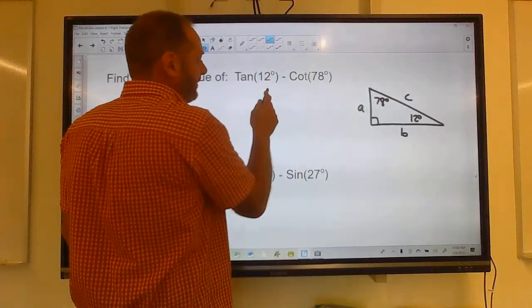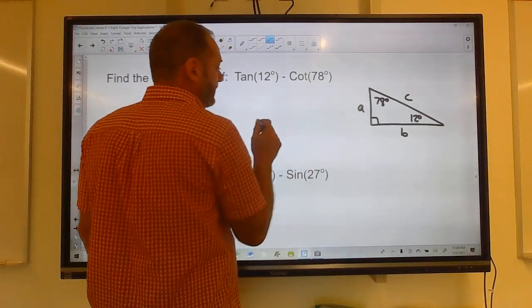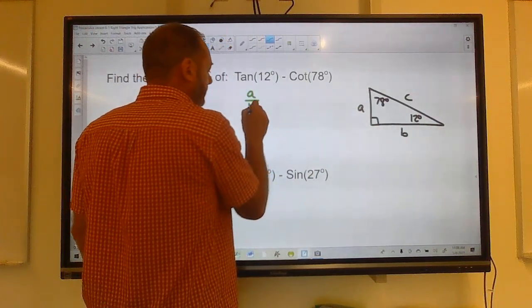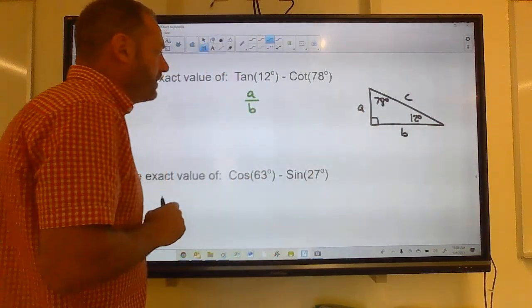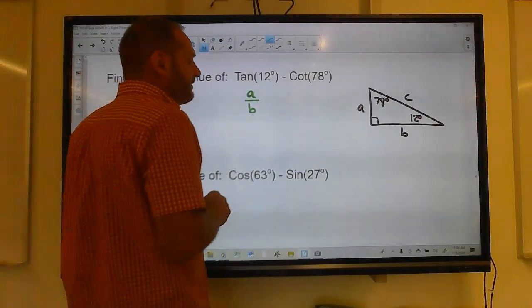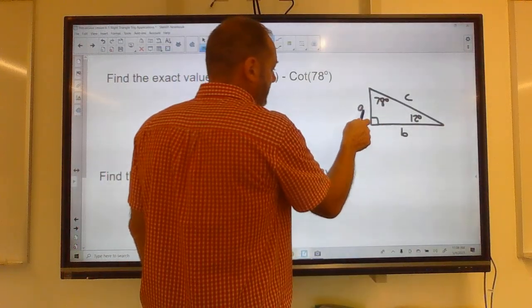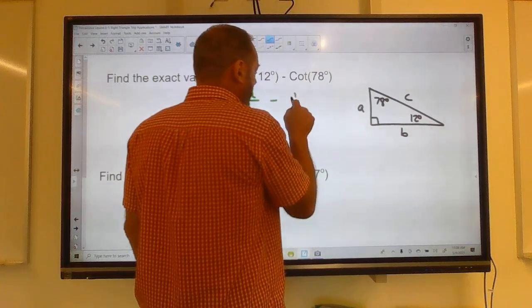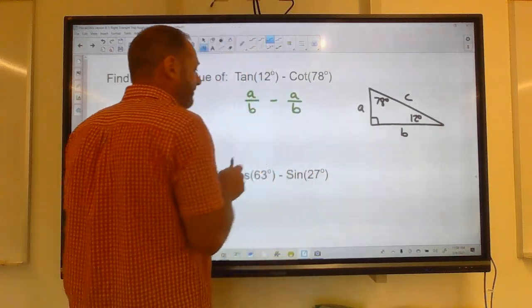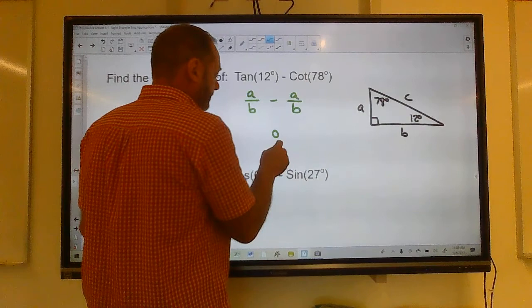then the tangent of 12 is the opposite over the adjacent. That's A over B. And the cotangent of 78 is the adjacent over the opposite, so that is also A over B. So if I take A over B and I subtract A over B, I get 0.